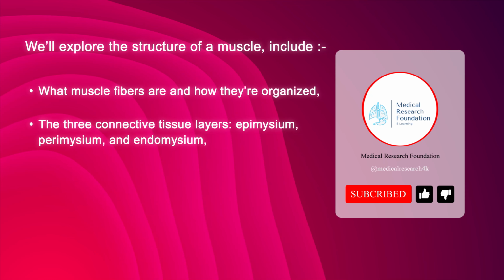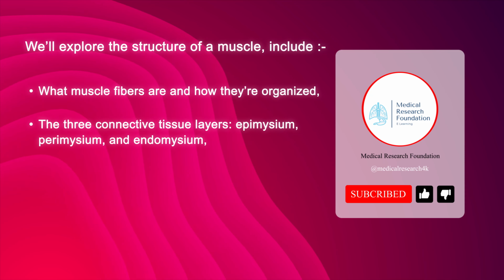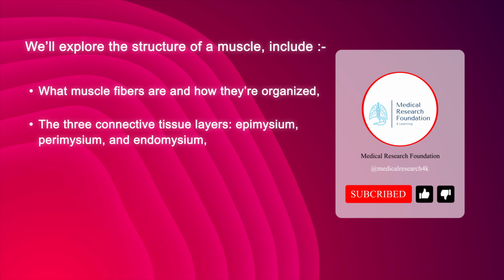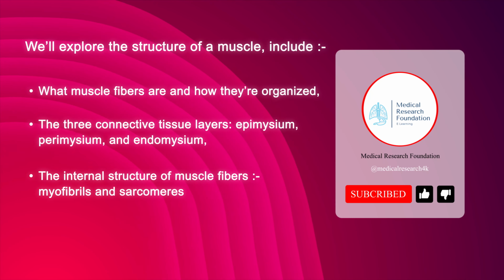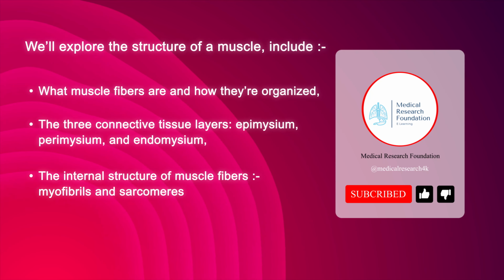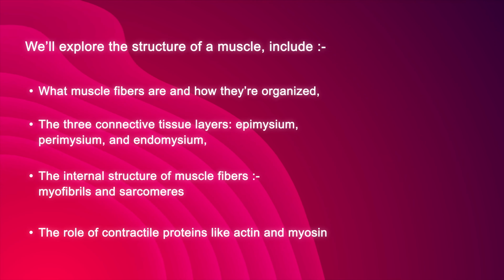Structure of a muscle. Welcome to this video. In this video, we'll explore the structure of a muscle, including what muscle fibers are and how they're organized, the three connective tissue layers, epimysium, perimysium, and endomysium, the internal structure of muscle fibers, including myofibrils and sarcomeres, and the role of contractile proteins like actin and myosin. Let's dive in and understand how muscles are built to contract and function.